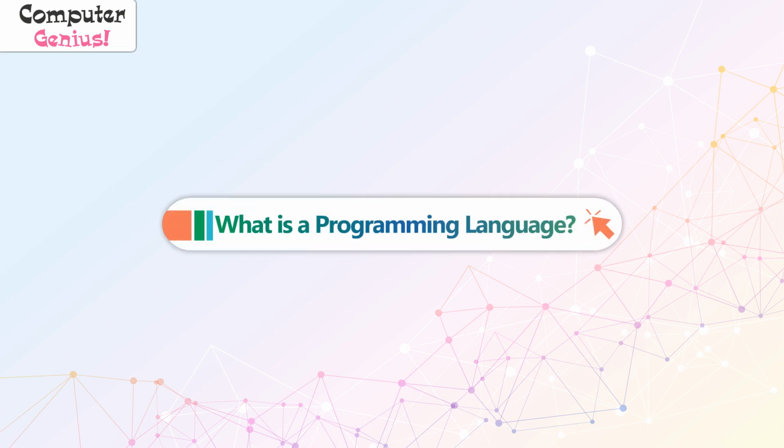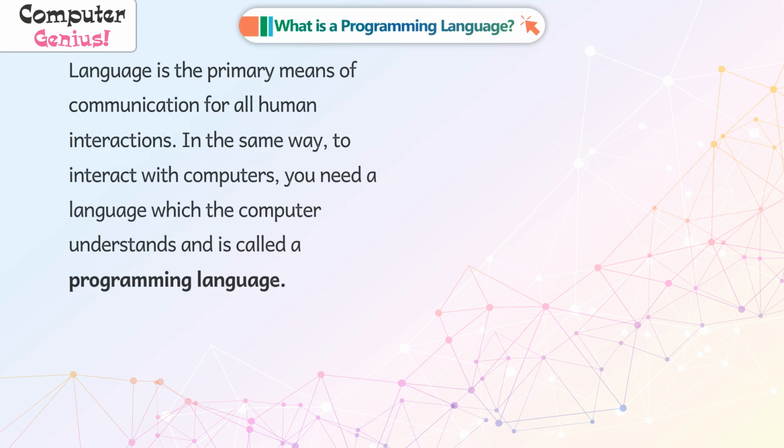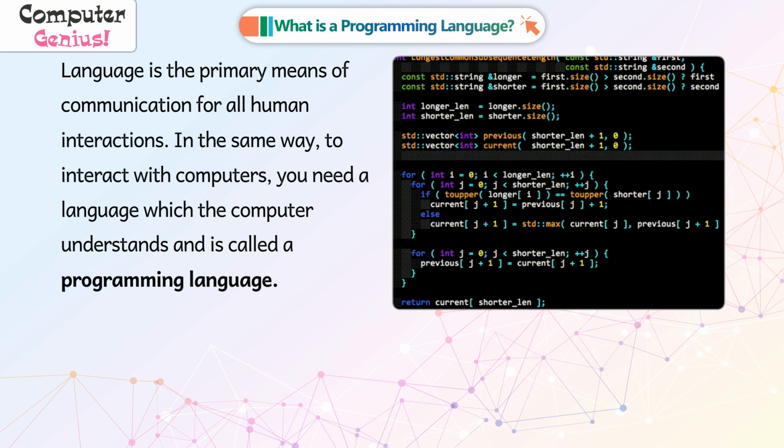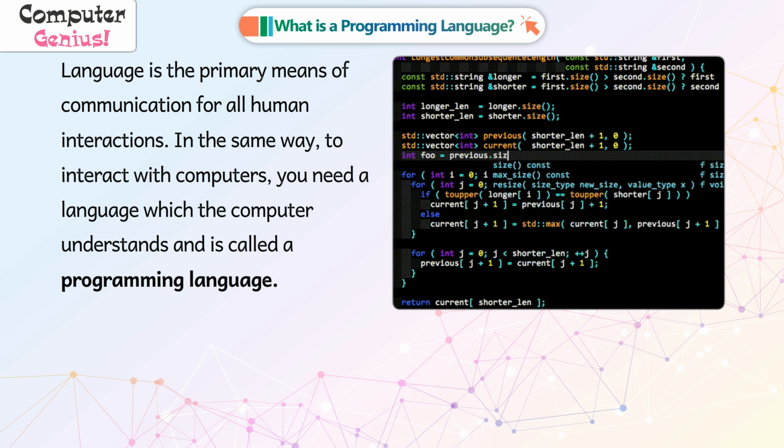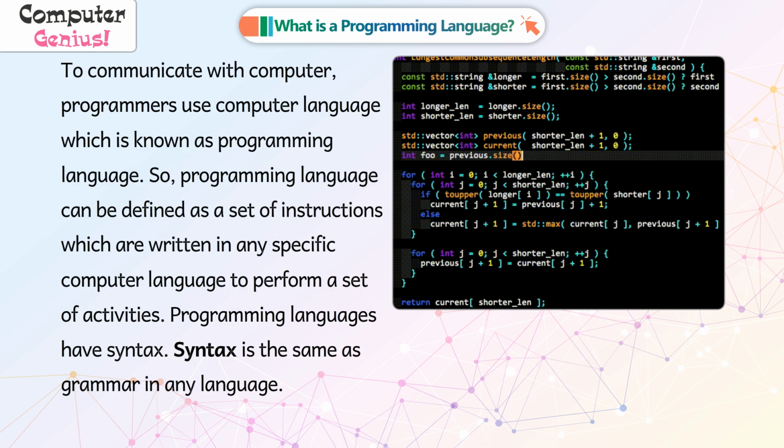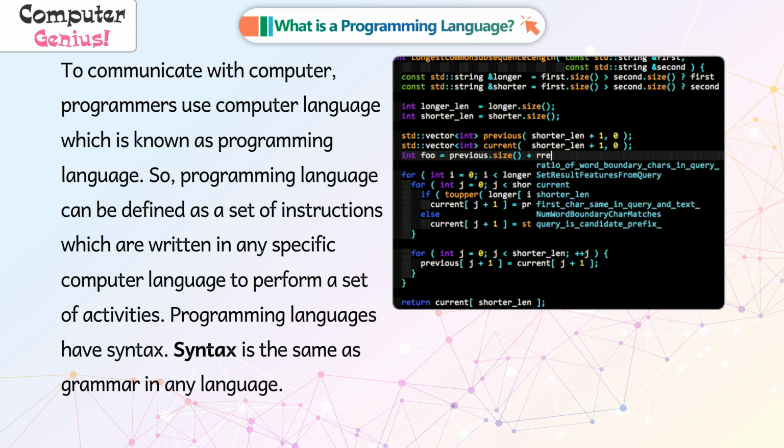What is a programming language? Language is the primary means of communication for all human interactions. In the same way, to interact with computers, you need a language which the computer understands and is called a programming language. To communicate with a computer, programmers use computer language which is known as programming language.